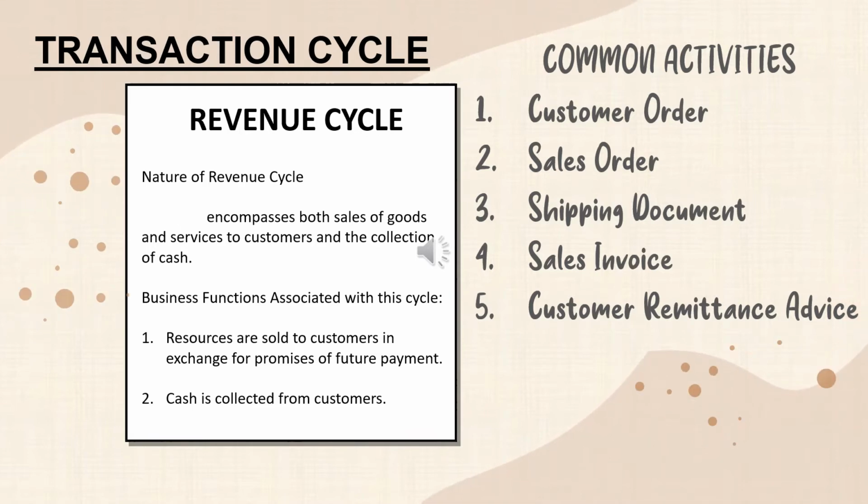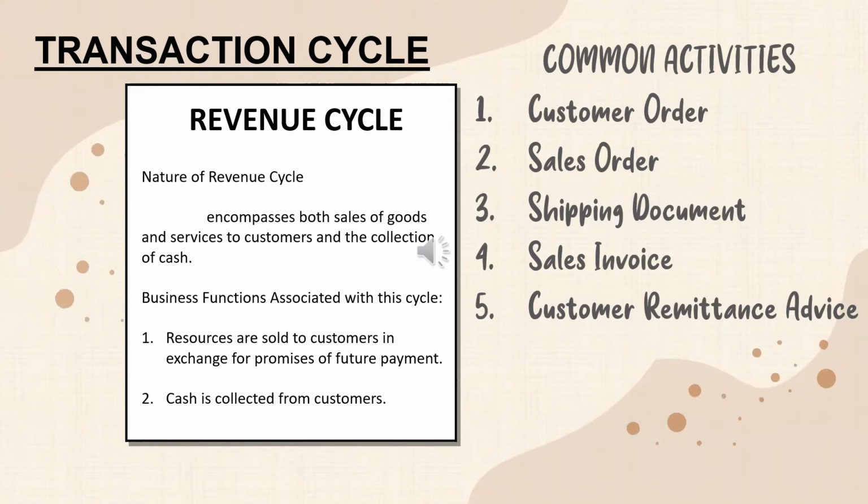So we have two. The first one is the resources are sold to customers in exchange for promises of future payment. Number two, cash is collected from customers. So yung dalawa na yan, yung pinaka main functions of revenue cycles. So goods are sold to customers and cash is collected from customers for payment.